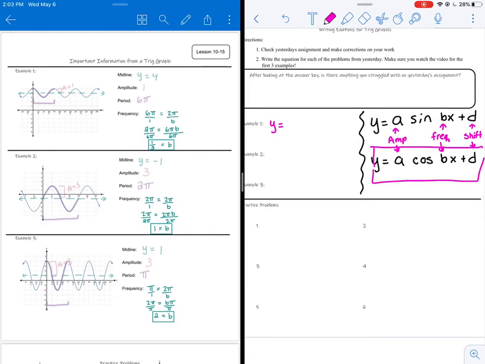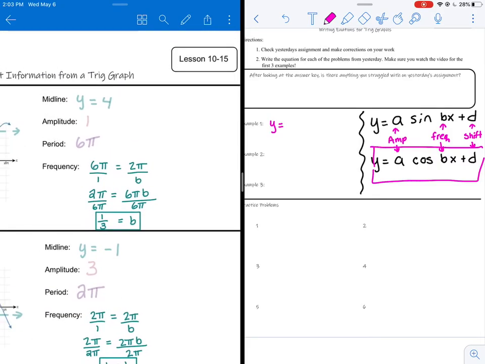So y equals, my a value is my amplitude. So on example 1, my amplitude is 1. So I'm going to put a 1 here. Then I'm going to write cosine because it's a cosine graph. And then I need to fill in my B value. Your B value is your frequency. So let's look at yesterday's example. My B value was 1/3. So I'm going to put the 1/3 there, and that's what goes with the x.